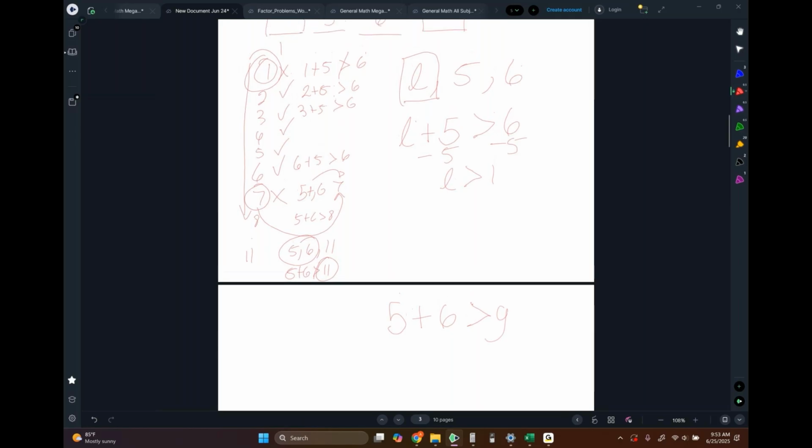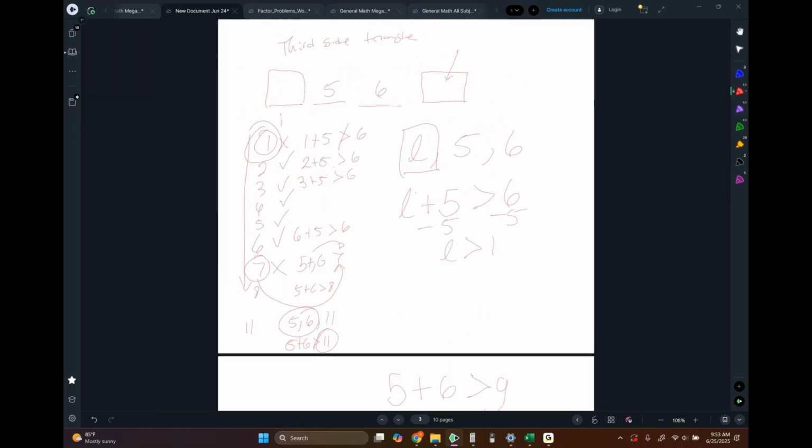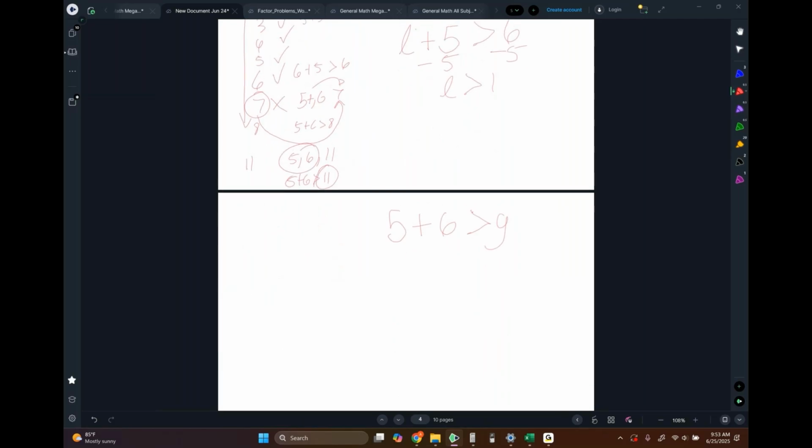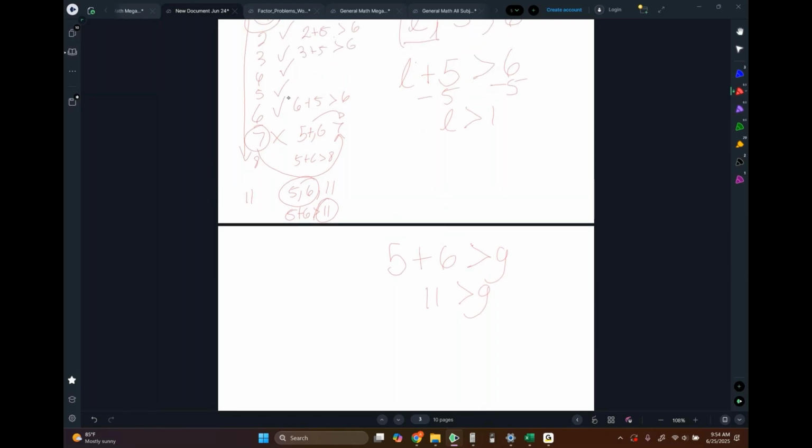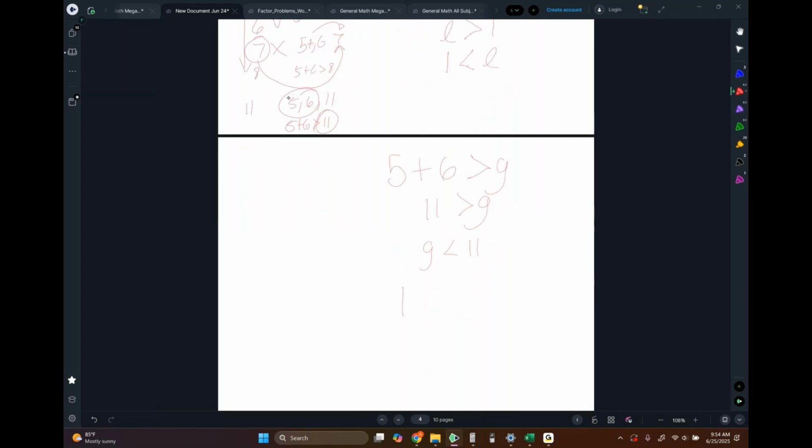So this is the thought process that happens. You first assume that the missing side is the smallest. You do the algebra. Then you assume it's the biggest and you do the algebra. So 11 is greater than G. Then I can turn this into an inequality. This is what I like to do. When I write this, I like to write it where the arrow's going this way, so I'm going to switch it. If L is greater than 1, then 1 is less than L. And if 11 is greater than G, then G is less than 11. And then what I do is I bring these together.